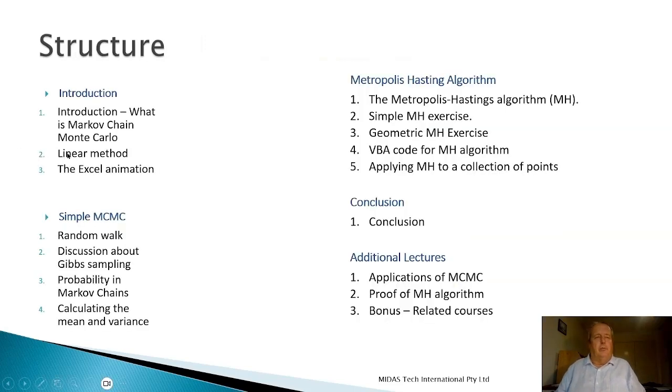Here's the structure of the course. 5 sections: an introduction, of course, simple Markov Chain Monte Carlo, the Metropolis-Hastings algorithm, where we start to use more complex probability functions. By complex, I still mean fairly easy, and then a conclusion. And then there are additional lectures later on. So all up, there's about 18 lectures, and I'm really hoping that I see you there. I've enjoyed creating this course, and I hope you enjoy it as well.